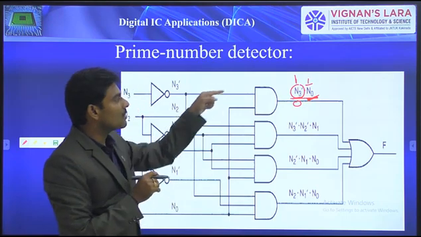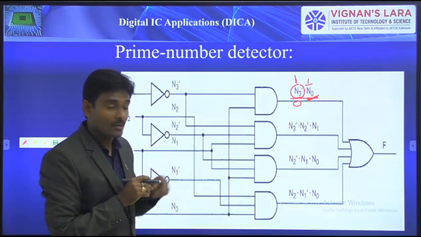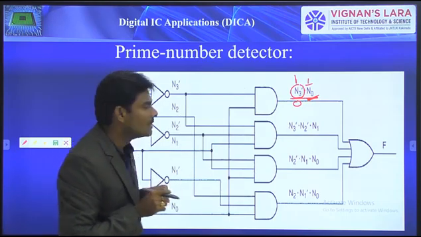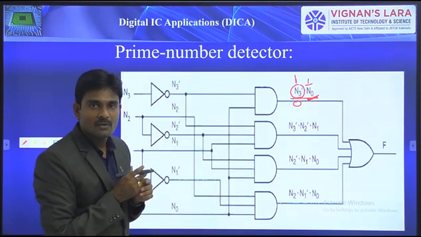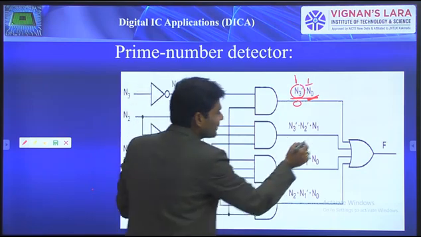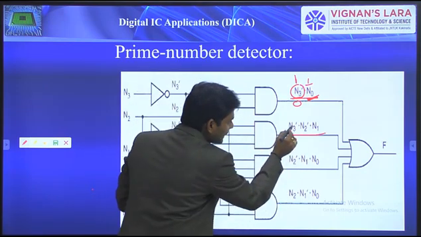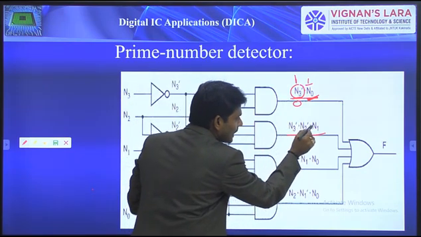So N3 0, N0 1 if you apply, at that time only the output becomes 1. For all remaining cases, the output will be 0 itself. In the same way for the remaining gates as well. So N3 bar and with N2 bar and with N1.